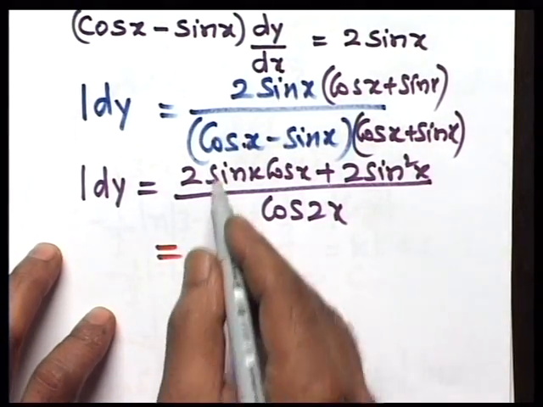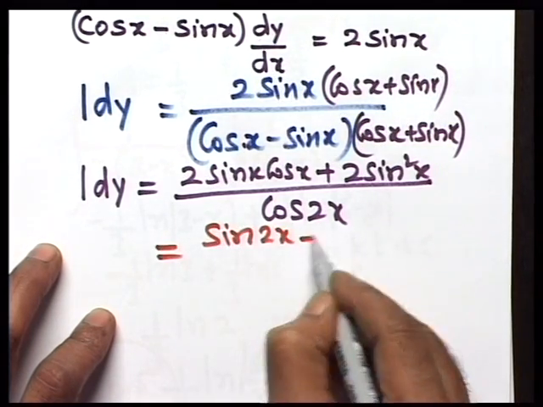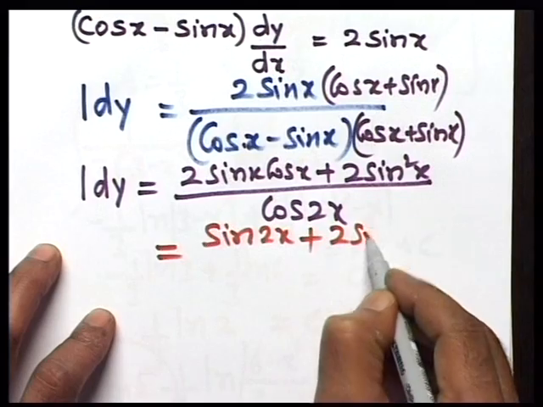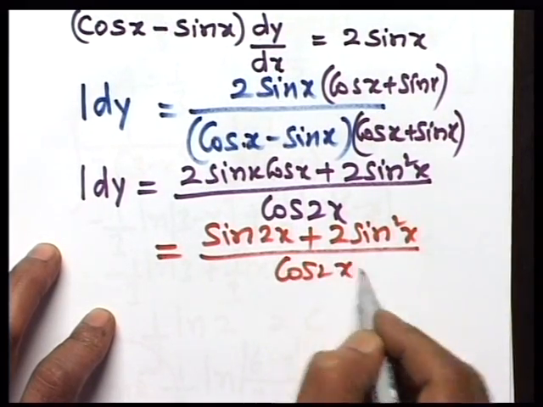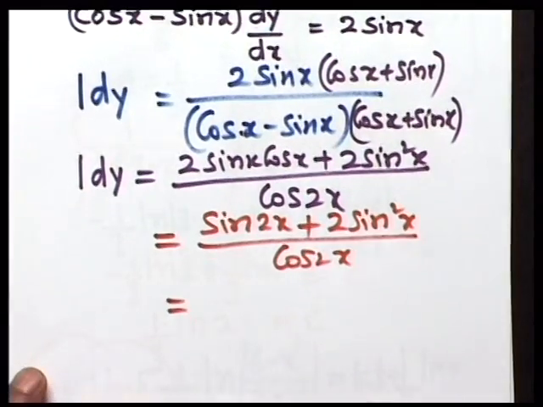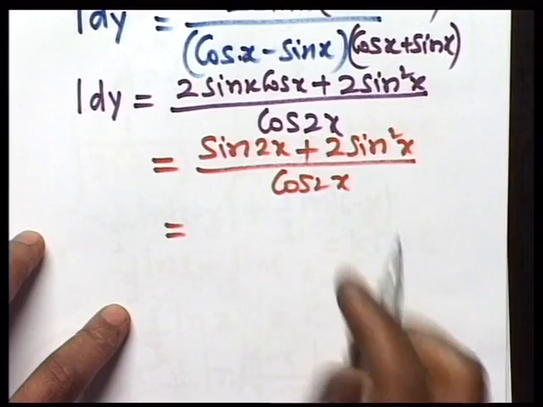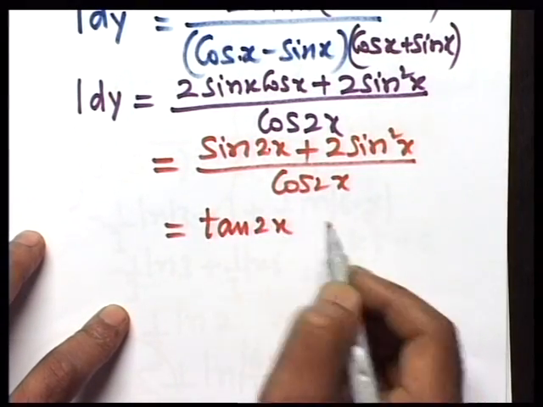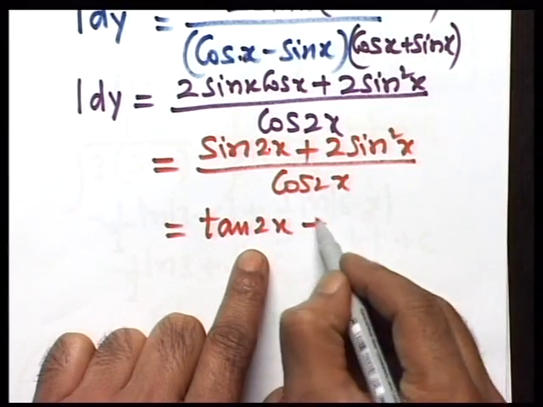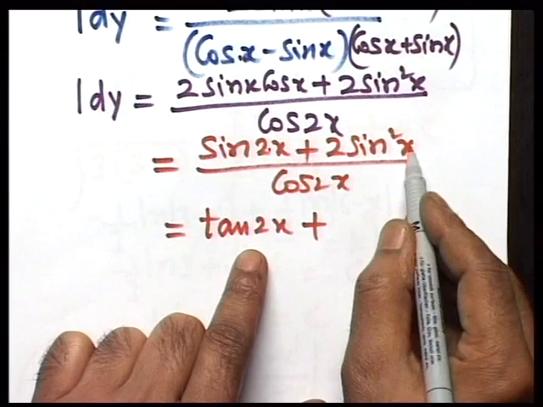Then that is actually sin 2x. Plus, let's leave that as 2 sin square x. See what happens. Denominator is cos 2x. Now it looks much better to me. We can actually split this fraction. Sin 2x over cos 2x is a tan 2x, which can be integrated, right? Plus that I'm worried about, 2 sin square x.